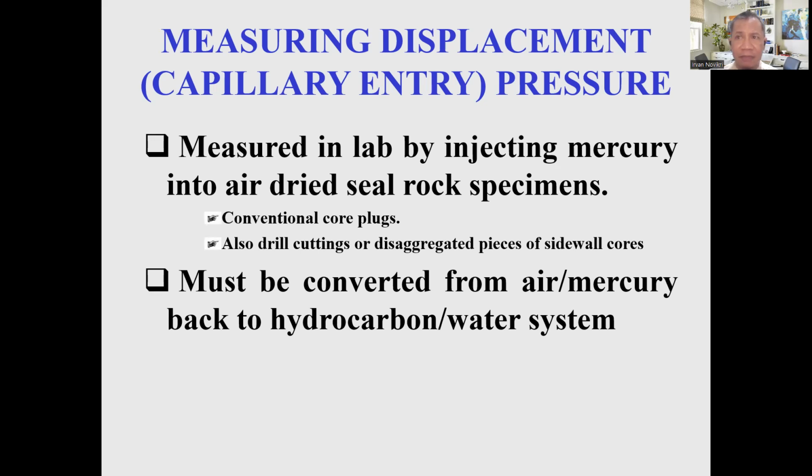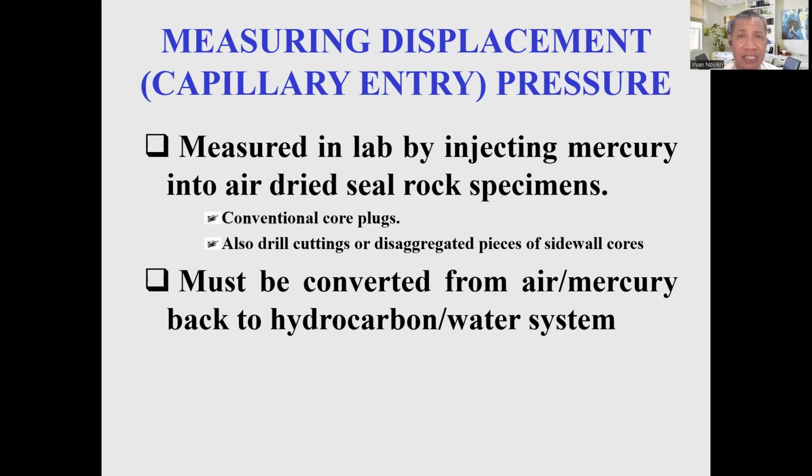In the laboratory, the displacement pressure, specifically capillary entry pressure, is measured by injecting mercury into a shale rock specimen that has been dried of air. This measurement is typically performed using conventional core plugs, but can also be done using drill cuttings or disaggregated pieces of sidewall core. It is important to convert the measurement from the air-mercury system to the hydrocarbon-water system for accurate interpretation and application purposes.